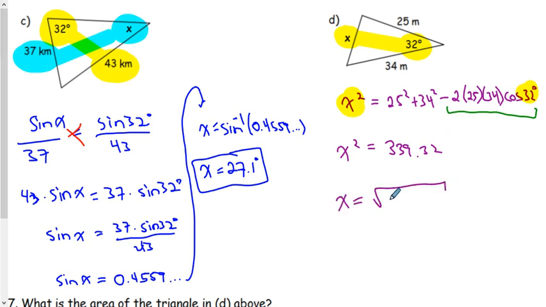Let's take the square root of both sides to get x by itself rather than x squared. So that's going to be 18.4 meters.